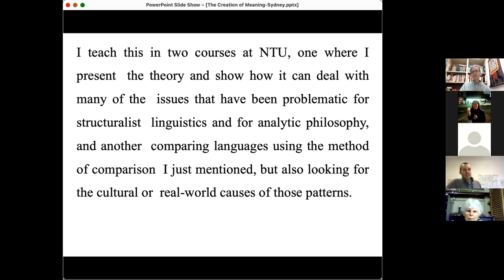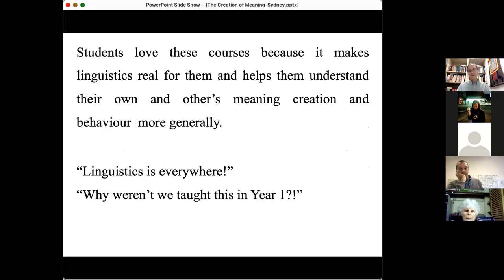I teach this in two courses at NTU, the university I'm at. One where I present the theory and show how it can deal with many of the issues that have been problematic for structuralist linguistics and for analytic philosophy. And another comparing languages using the method of comparison I just mentioned, but also looking for cultural and real-world causes of those patterns. And the students love these courses because it makes linguistics real for them. And it helps them to understand their own and other meaning creation and behavior more generally.